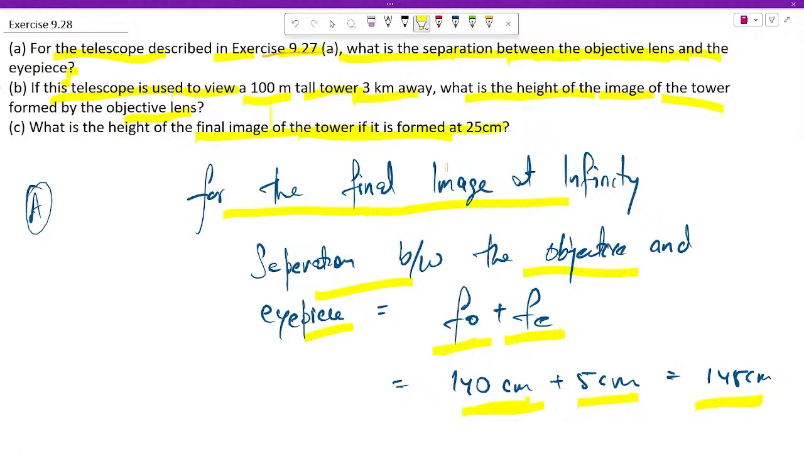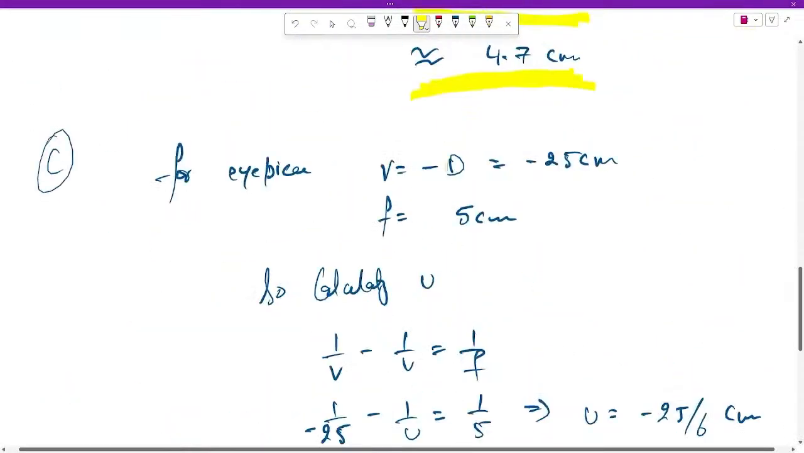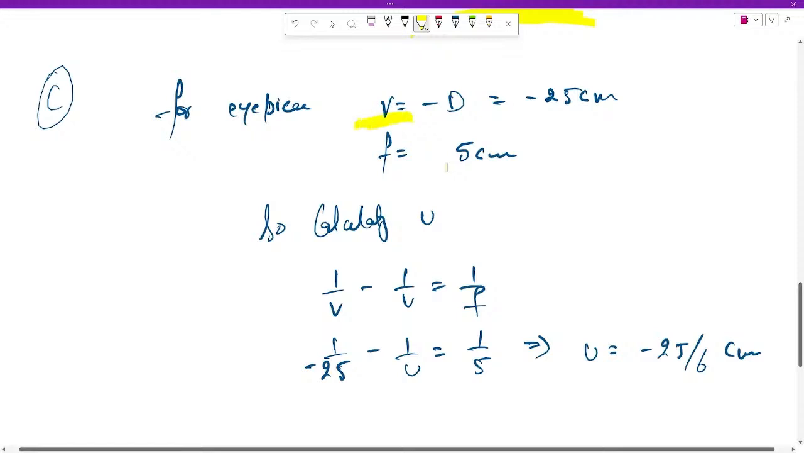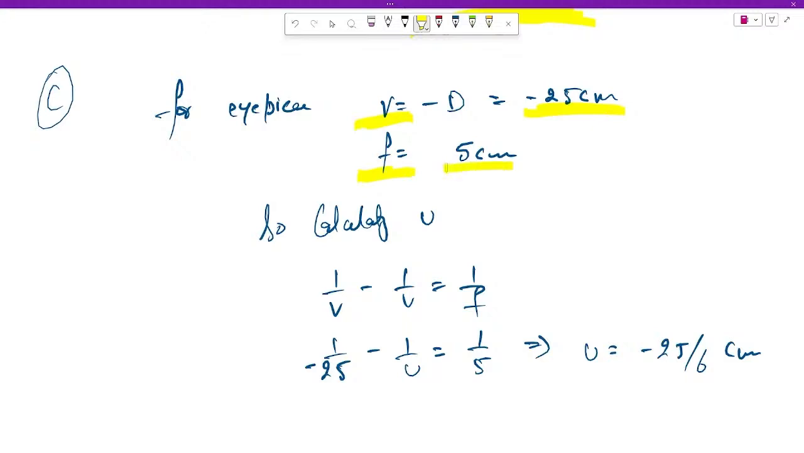So given the same arrangement that the image height is 4.7 centimeter, we have to find out what would be the height of the final image if it is formed at 25 centimeter from the eyepiece. So in this case for the eyepiece, we have been given v, that is the final image position, that is 25 centimeter. We have been given the value of f, that is focal length, of 5 centimeter. Using the lens equation, we can find out the only unknown, that is u, the object position from the eyepiece.